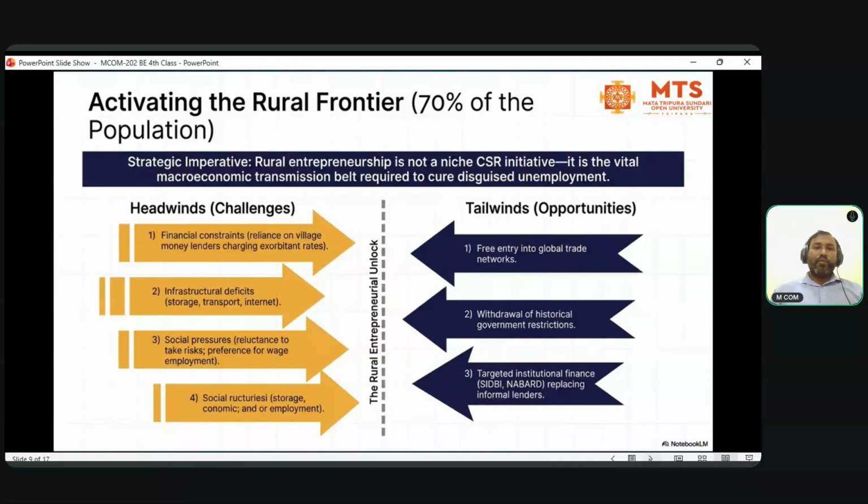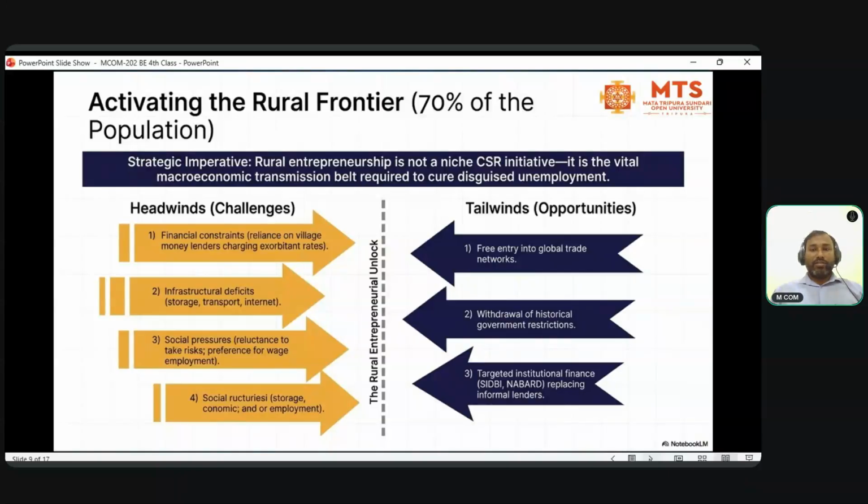Headwinds, challenges. One, financial constraints: reliance on village moneylenders charging exorbitant rates. Infrastructural deficits: storage, transport, and internet. And social pressures: reluctance to take risk, preference for wage employment, social stigma.